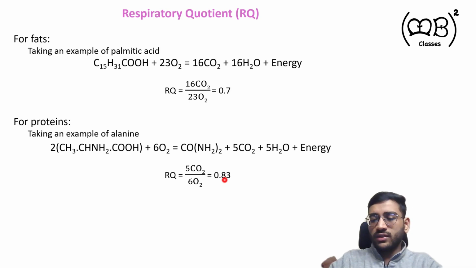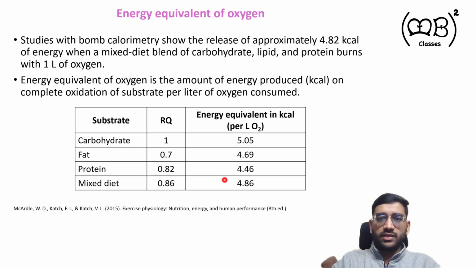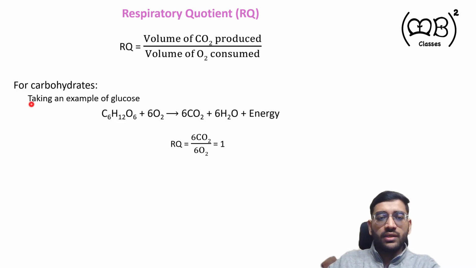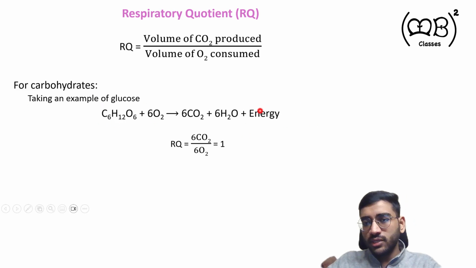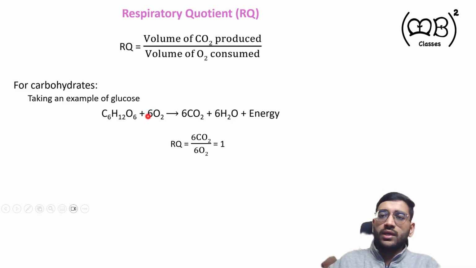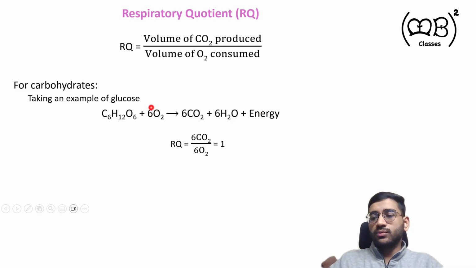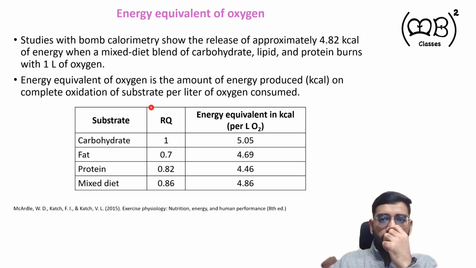So this is RQ, but what does this mean? How do we use this RQ in calculating energy expenditure? This concept is called the energy equivalent of oxygen. So, studies with bomb calorimetry. Bomb calorimetry is the burning of a substrate and calculating how much energy is being produced. For example, if I'm burning, that is completely oxidizing, glucose, how much energy is being produced with respect to how much oxygen is being consumed? This is called the energy equivalent of oxygen.